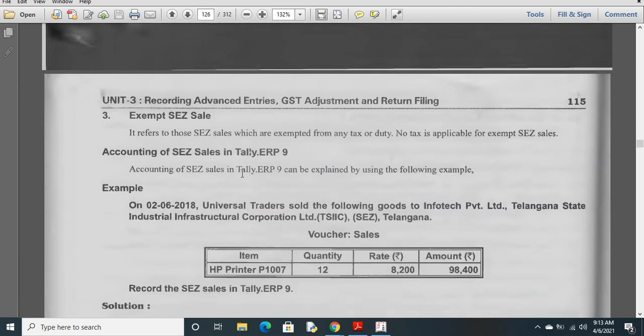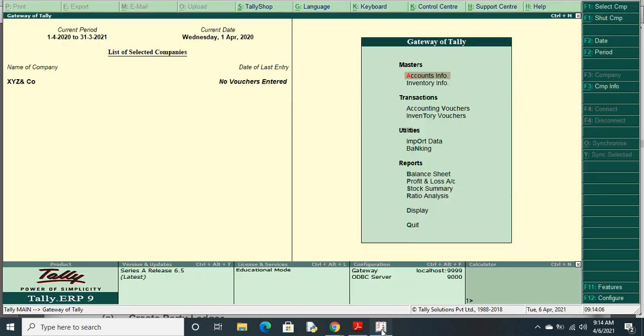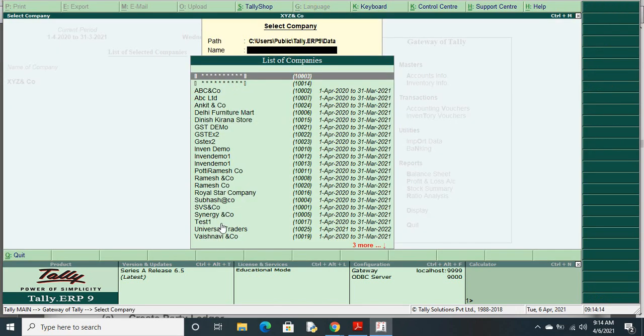So, how to enter the transactions? Here, Universal Traders sold the following goods to Infotech Private Limited, Telangana State. HP printers were sold. So we will go to Universal Traders and select the company, Universal Traders.